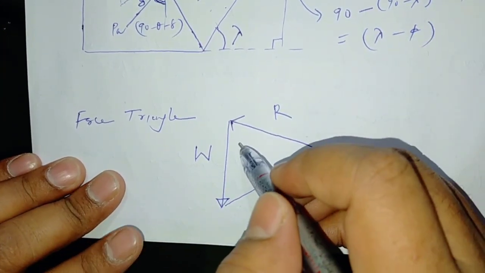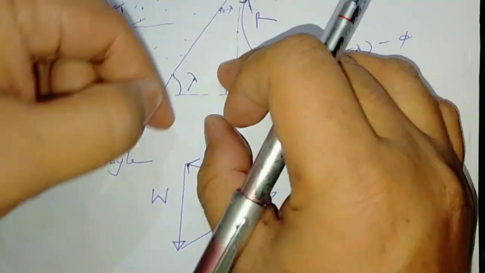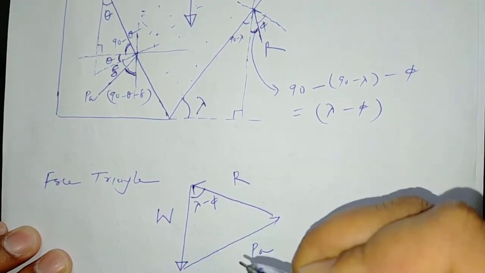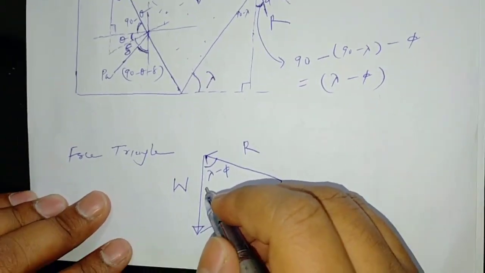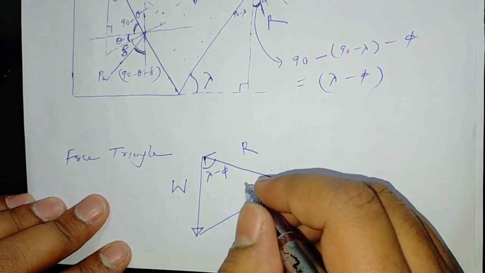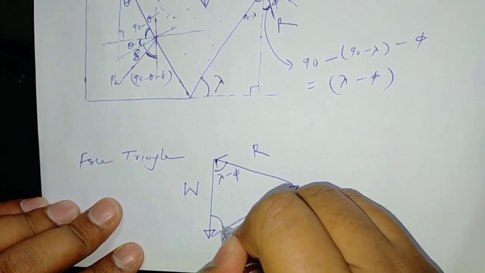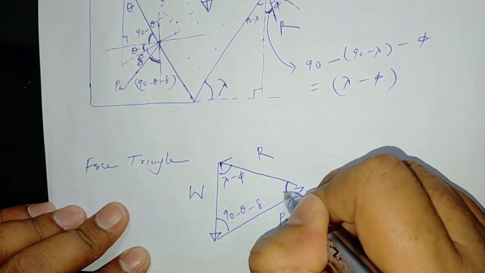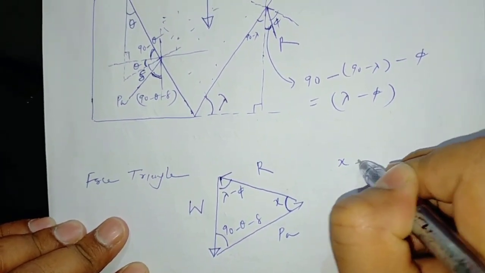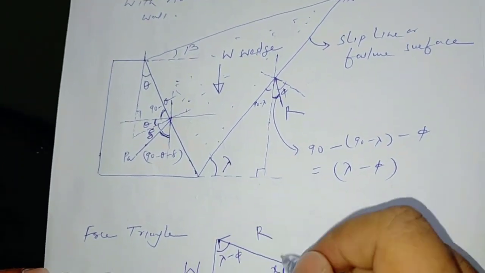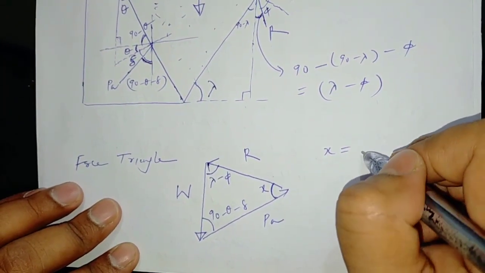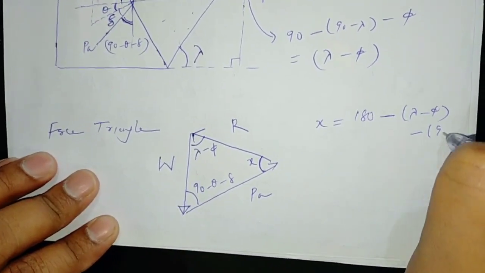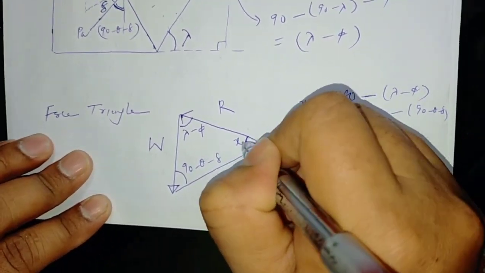The angle between W and R, how much is it? Lambda minus phi. Similarly, the angle between PA and R, we have computed between W and PA, it is 90 minus theta minus delta. So this angle we can compute. Let us assume this is X. X is the total sum of the triangle; the total angle in a triangle is 180 degrees. So 180 minus lambda minus phi minus 90 minus theta minus delta. So we can compute this angle.